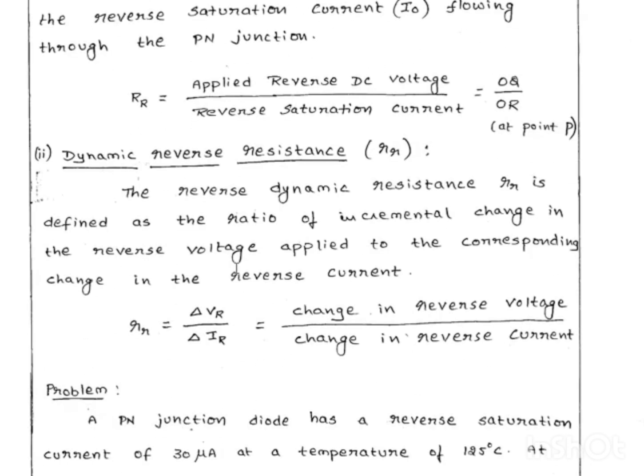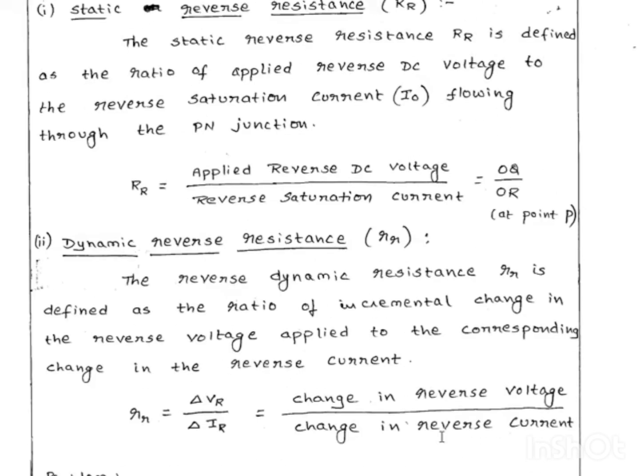Now, if we consider the dynamic reverse resistance rr, the dynamic or AC reverse resistance is defined as the ratio of incremental change in the reverse voltage to the corresponding change in the reverse current. rr is equal to delta VR by delta IR, change in reverse voltage to change in reverse current. That is all about the resistance offered by the diode.